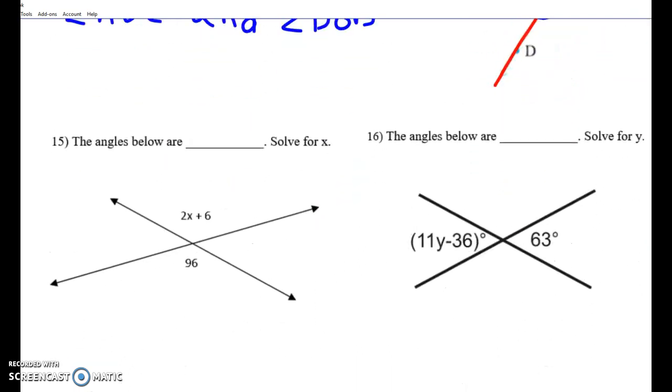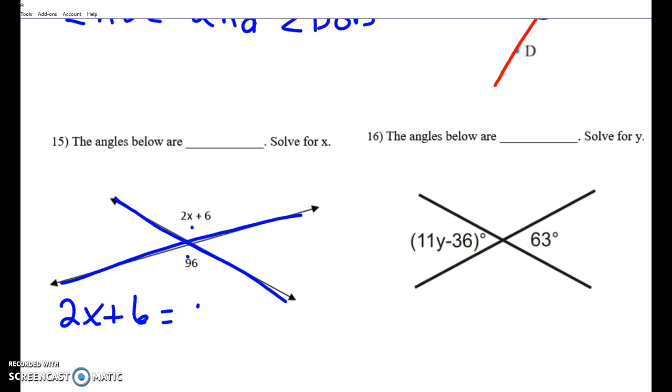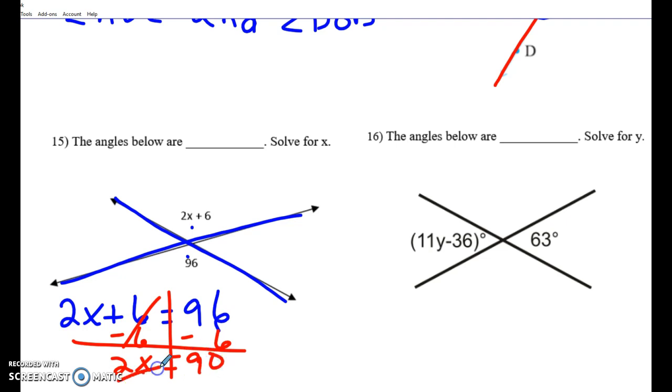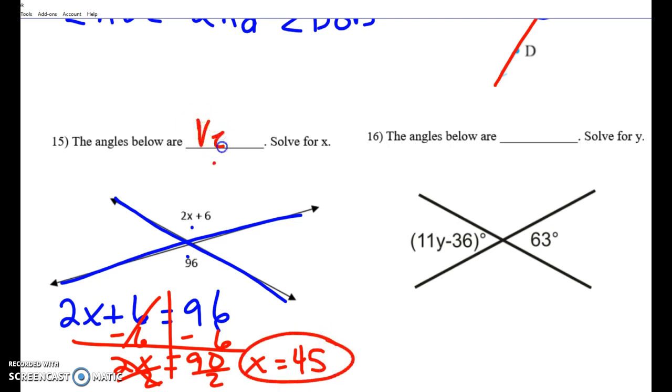All right, last two examples. This time I have two pair of vertical angles, and I know that because I have intersecting lines and the angles are directly across from each other, so that means they're congruent. So make my two-step equation. They're going to equal each other. 2x plus 6 equals 96. Solve my two-step equation. 2x equals 90. Divide by 2. x equals 45. So the angles are vertical. x equals 45.